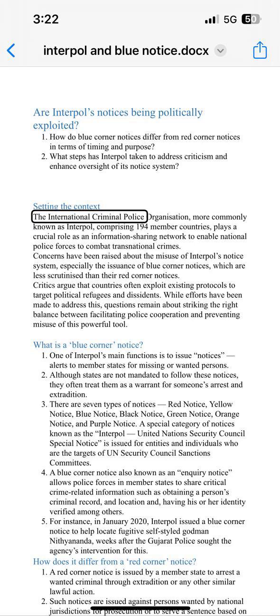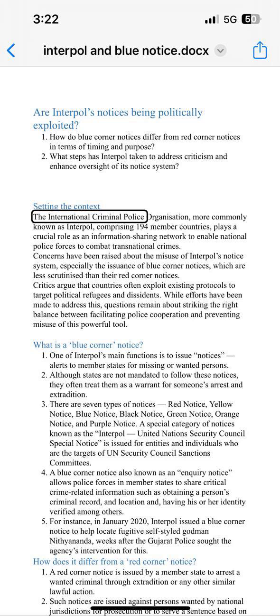Are these only these two color notices available to the member countries, that is 196 member countries of the Interpol, or are any other notices available to the member nations? So we have 5 more color notices available to the member countries, and also the International United Nations Security Council special notice is there.